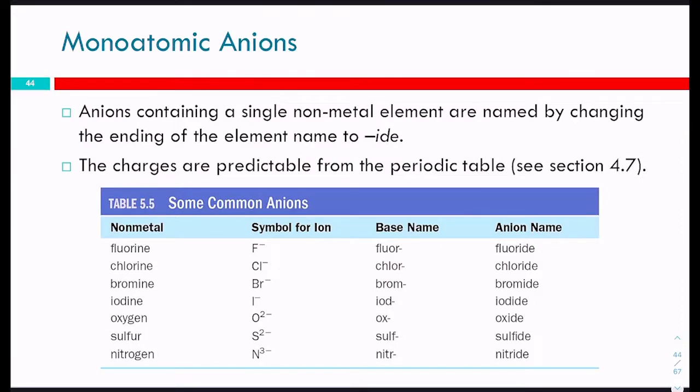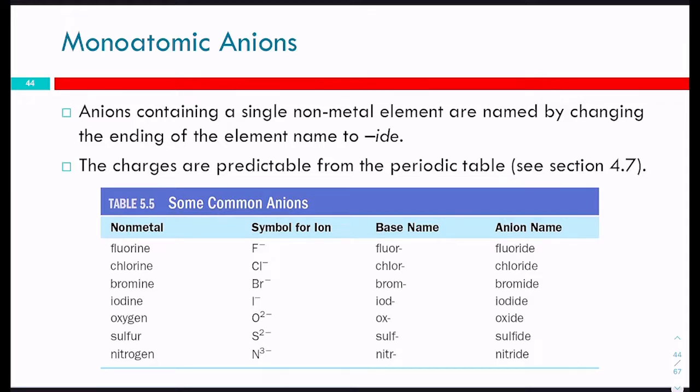So we have monoatomic anions. These are anions containing a single nonmetal element, monoatomic, mono meaning one. And when we change these to the ion, we change the ending to IDE. So fluorine is just the element without a charge. If it has a 1- charge, then it's fluoride. Chloride, bromide, iodide, oxide, sulfide, nitride.